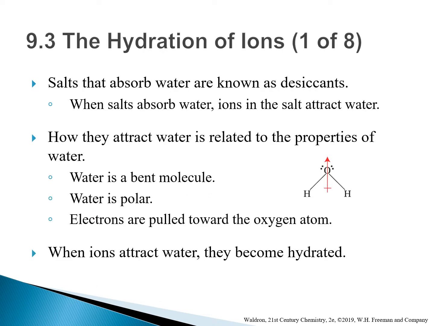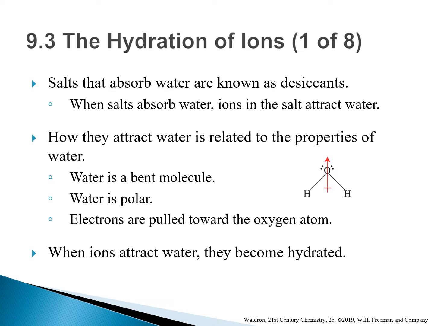Salts that absorb water are known as desiccants. When salt absorbs water, ions in the salt attract water. This is related to the properties of water we learned in Chapter 8. First, we know that a water molecule is bent in shape. Second, because oxygen is more electronegative than hydrogen, in any bond between oxygen and hydrogen, the electrons are pulled toward the oxygen atom and away from the hydrogen atom.